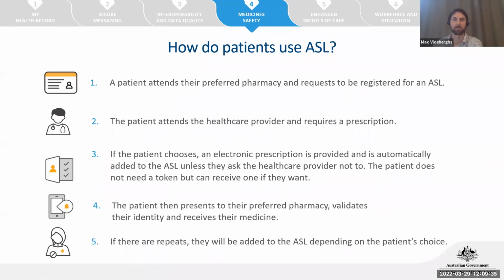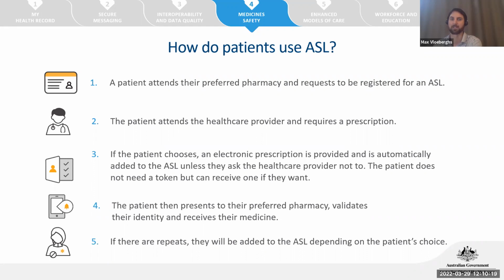So how do patients use active script lists? To set this up, a patient will attend their preferred pharmacy, and prior to attending, the doctor or the nurse practitioner is asked to register them for an active script list. The patient then needs to accept the terms and conditions, agreeing that all prescriptions will go to their active script list unless they withdraw their consent. The patient then attends their healthcare provider and receives a prescription. If the patient chooses, an electronic prescription is provided, and it is also automatically added to their active script list, unless they ask their doctor not to do that.